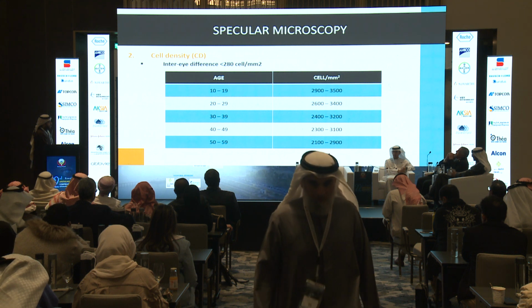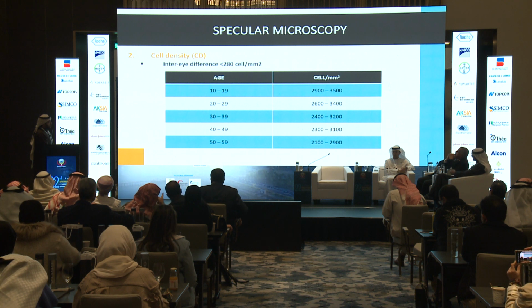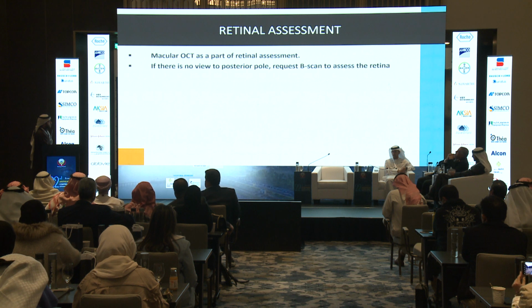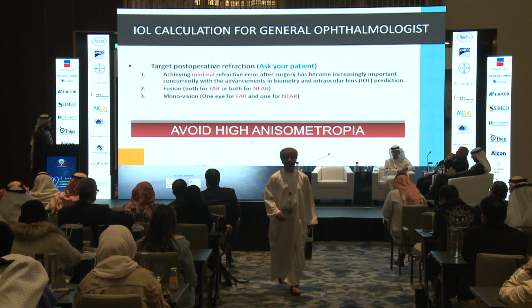Regarding the cell count, these are the normal values for each age, and also we have to check the inter-eye difference. It should be less than 280. Retinal assessment includes macular OCT as a part of the retinal exam, and if there is no view, request a B-scan.